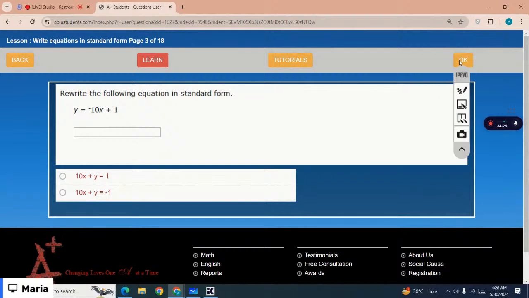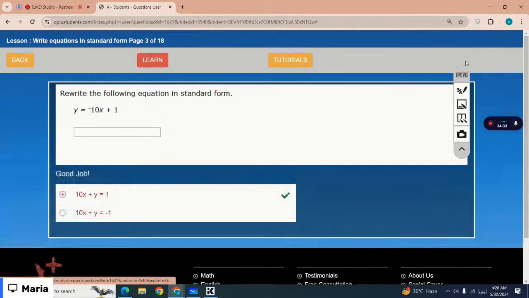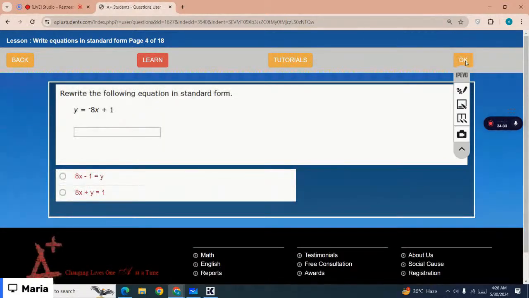So, which is the correct option? Yes, that is 10x plus y equals 1. Option number 1 is the correct option. Very good. That is y equals negative 8x plus 1, which is the correct option.